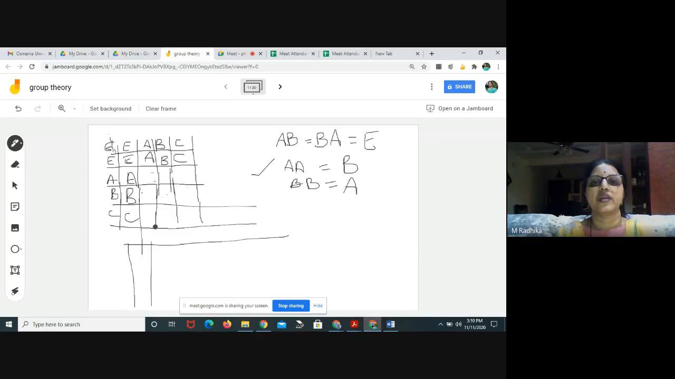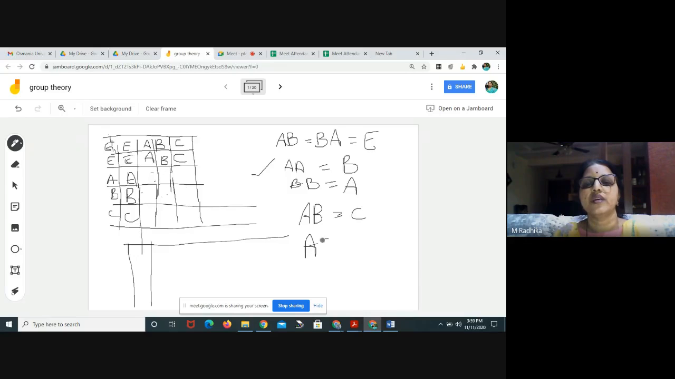Okay. And what is the rule I should follow now, so that I will not repeat the elements? So what I'll do is I'll write it as, let A into B be equal to C. Then A into B or B into A, I will get C.